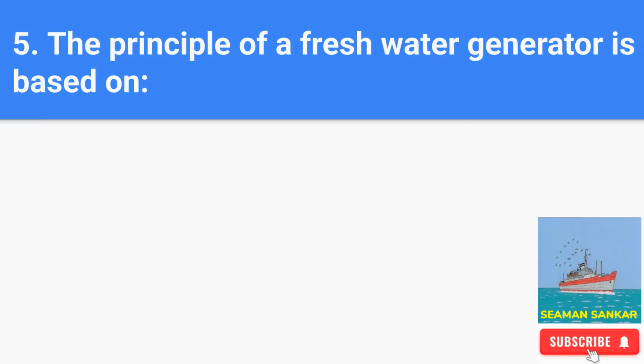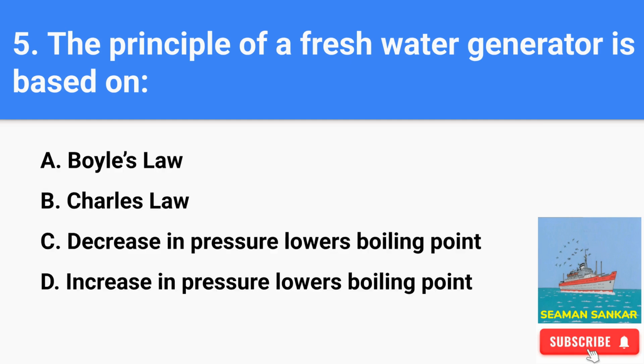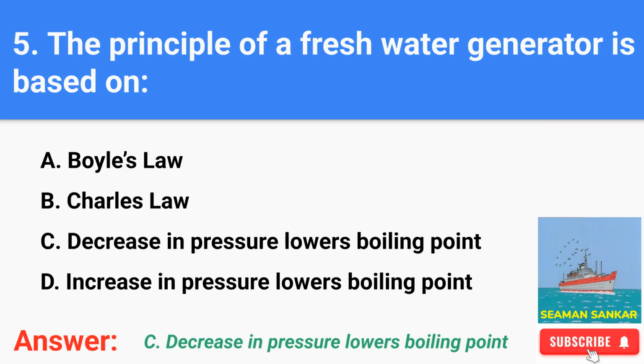Question 5. The principle of a freshwater generator is based on A. Boyle's law. B. Charles' law. C. Decrease in pressure lowers boiling point. D. Increase in pressure lowers boiling point. The answer is C. Decrease in pressure lowers boiling point.